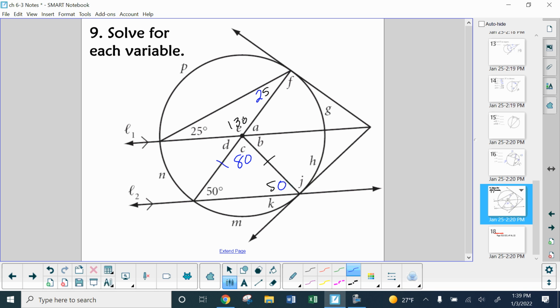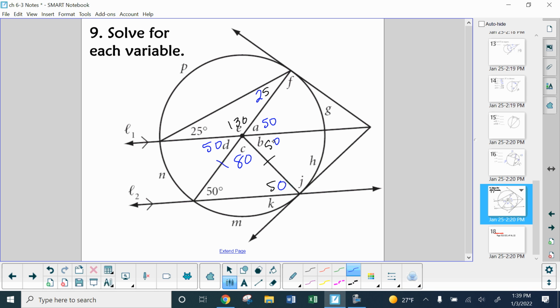Okay, so now I have a linear pair here. If E is 130, A has to be 50. I have vertical angles with A and D. I could have also done a linear pair there if I wanted to. I can now solve for B. I can do 3 angles to make a line, however you'd like to do that. So that would also be 50.